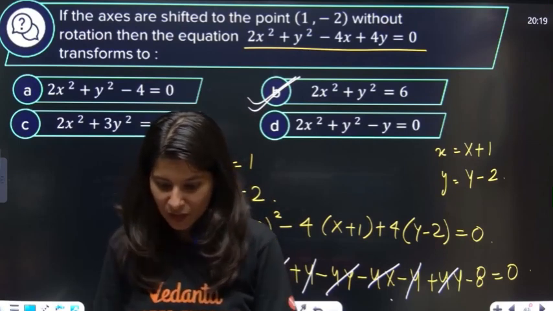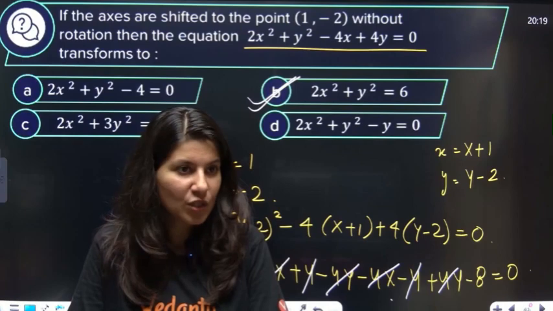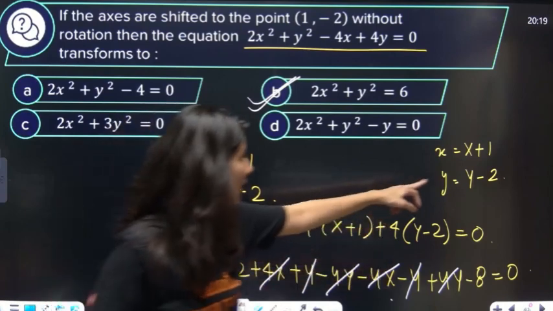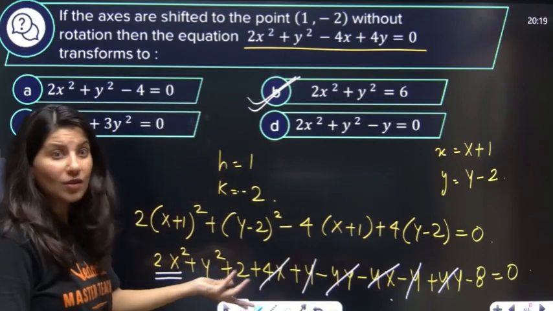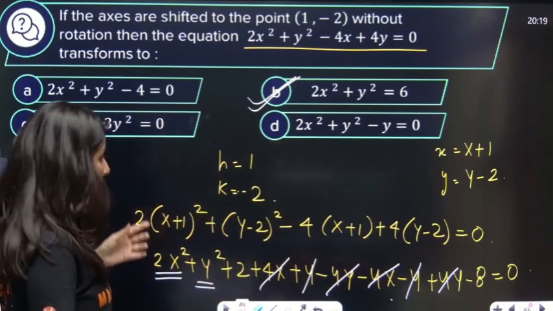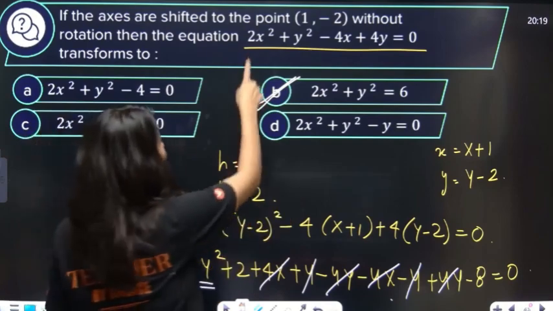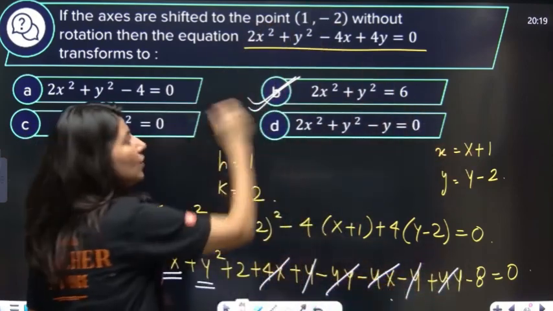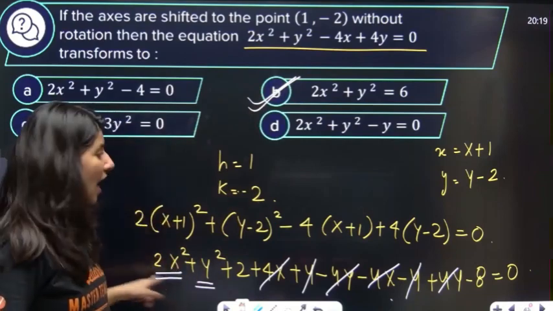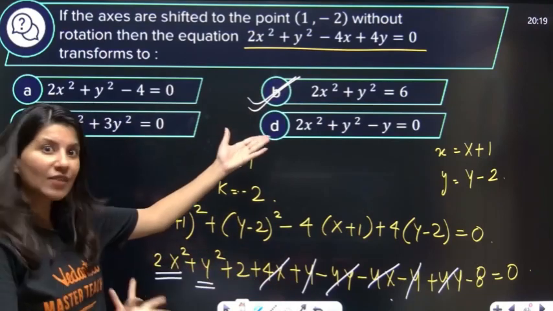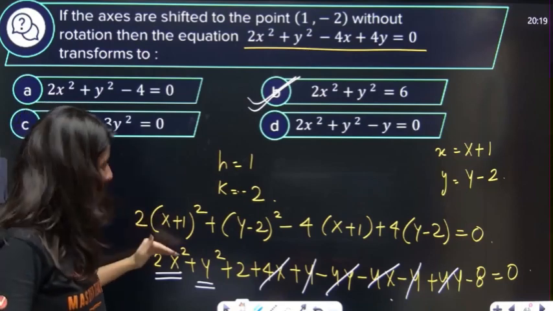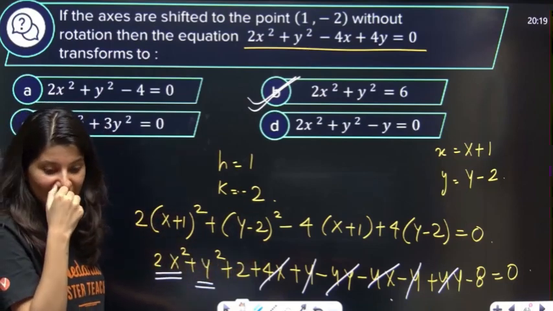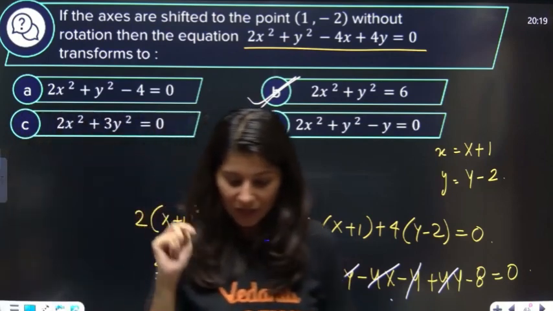Ma'am, for these kind of questions, can we substitute in options? What are you going to substitute? No, that will be conceptually wrong. You have to substitute over here, and eventually the final answer you have to convert. Now, can you see our answer is in capital X, but they are giving options in small x. So after writing in capital X, you have to write the final equation in small x and y. Otherwise that answer will be incorrect.